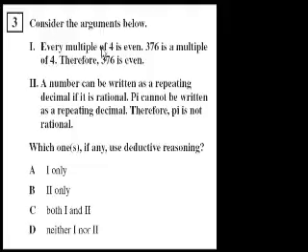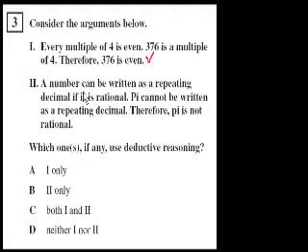Okay, so statement 1: every multiple of 4 is even. 376 is a multiple of 4, so this is deductive reasoning, right? Because they say every multiple of 4 is even. So you pick any multiple of 4, it's going to be even. 376 is a multiple of 4, therefore it has to be even. So this is correct logic. So statement 1 is definitely deductive reasoning.